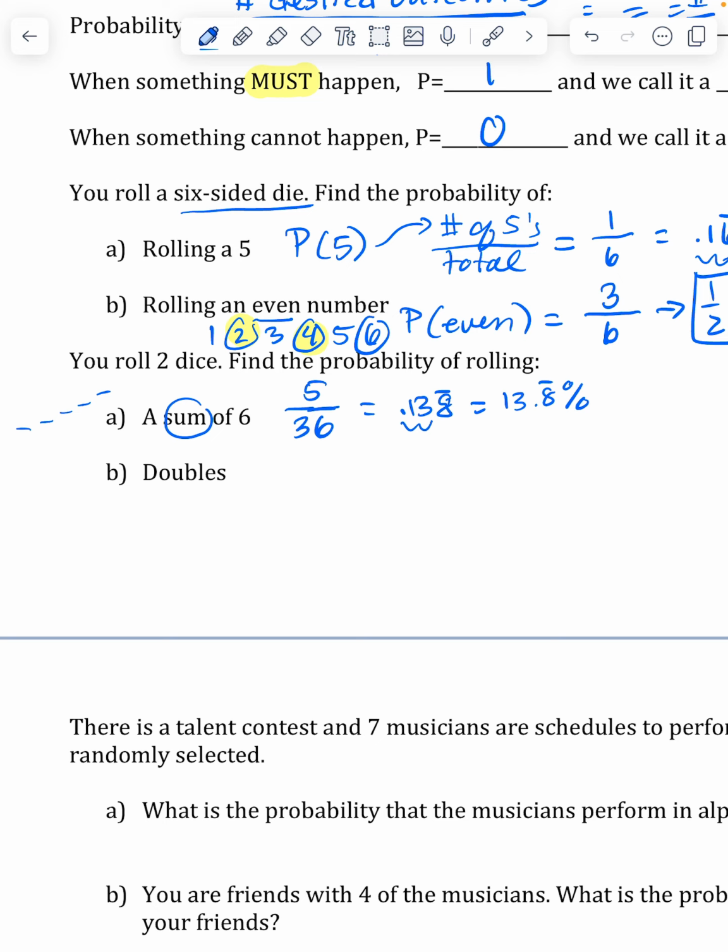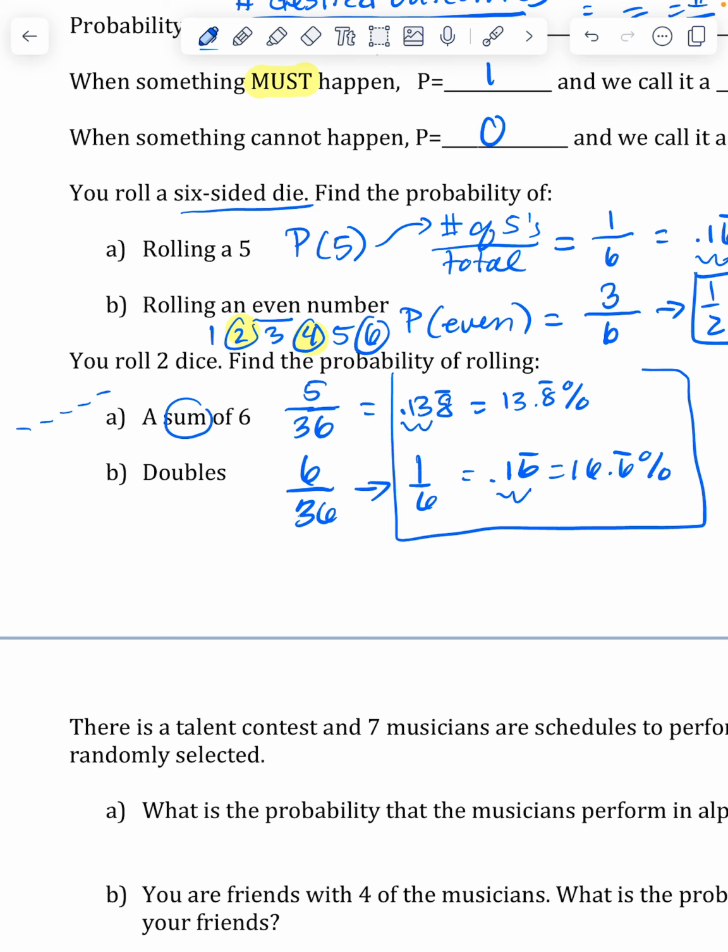Doubles. Well, you could get double ones, twos, threes, fours, fives, sixes. So in the end, there's 6 ways you could get doubles out of the 36. So once again, that reduces to a sixth, 0.16 repeating. If you want to move that over, you would have 16.6 repeating, or 16.7-ish percent. So these are all the same answers, just written in different formats.